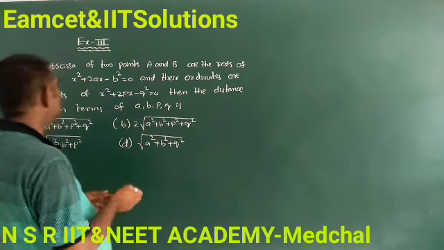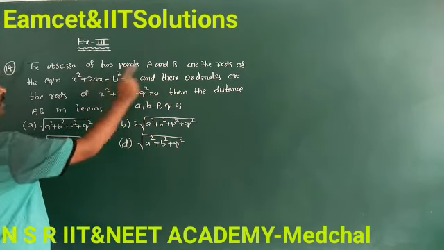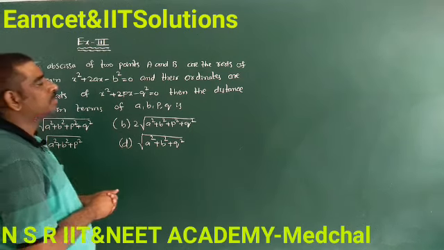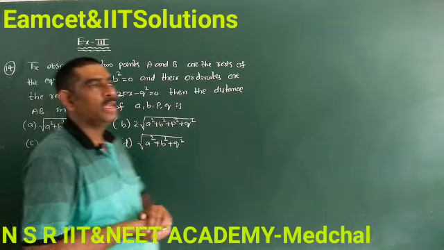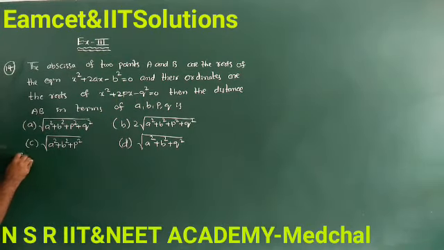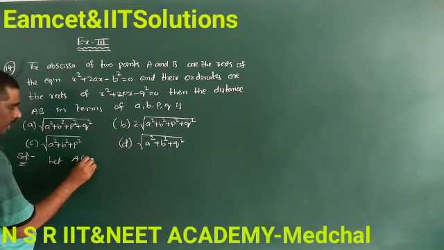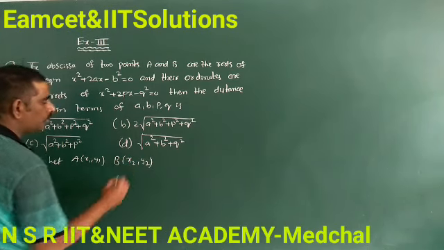So next question: the abscissae of 2 points are the roots of an equation, and the ordinates of the same points are the roots of the equation x square plus 2px minus q square equal to 0. Then find the distance AB in terms of a, b, p and q. So we don't know the points, let us consider the points. Let A (x1, y1) and B (x2, y2) be the 2 points.